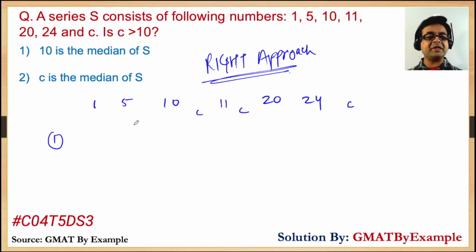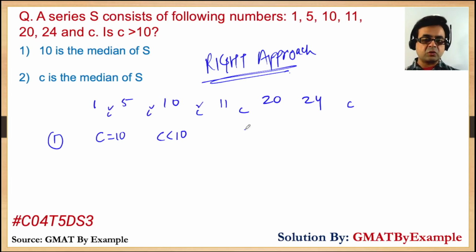To make the median 10, either C has to be equal to 10, so that is one possibility, or C has to be less than 10 so that the 10 in the series becomes the median, right? So C could be here, here, here, based on what is given in statement number 1. What that gives us is C has to be less than or equal to 10. When C is less than or equal to 10, if I ask you the question, is C greater than 10? The answer would be no. It is either less than or equal to 10, but it is never greater than 10. So this is sufficient to answer the question.